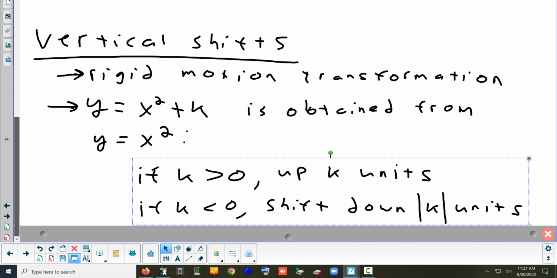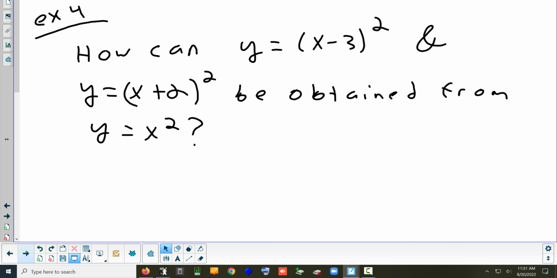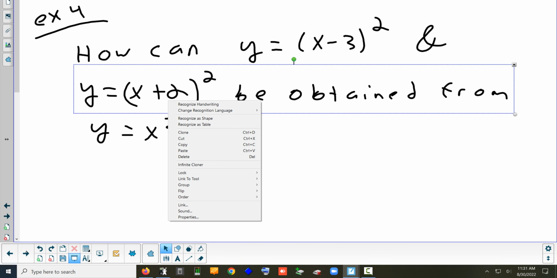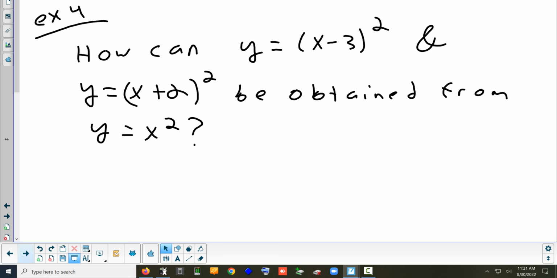Now, the question is, when you're shifting left and right, which way do you think plus would shift it? Like x plus 2. Which way do you think plus 2 is going to move it? It goes left. It does the opposite of what you would expect. When you see a minus, it's going to shift right. Try it. If you graph it on the calculator, that's what ends up happening.